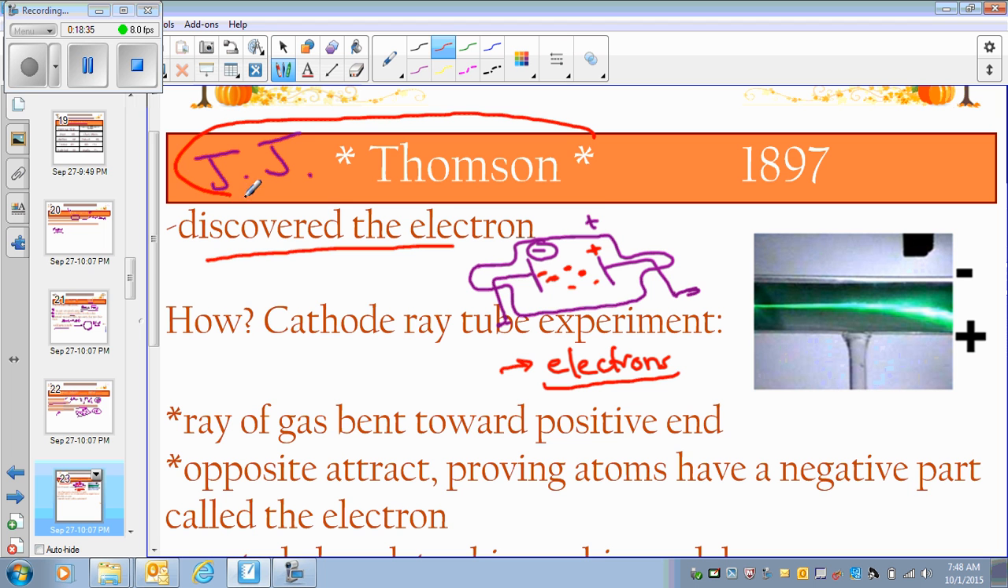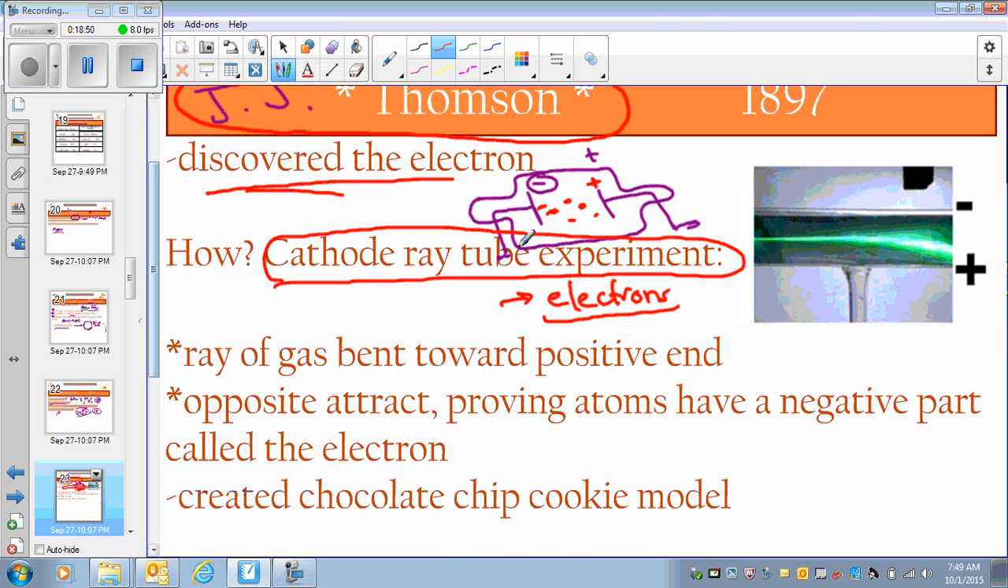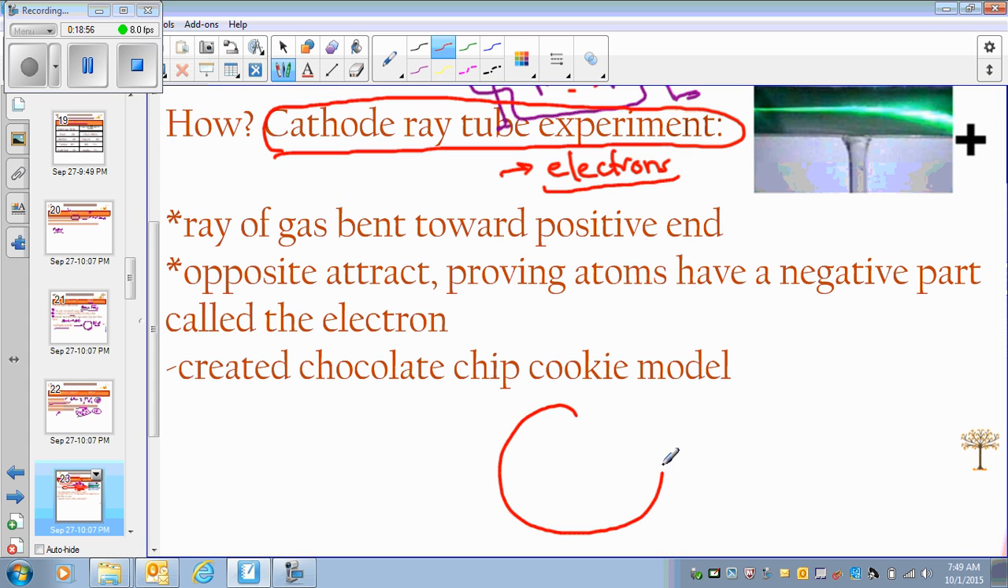So you need to know J.J. Thomson is a scientist. He did the cathode ray tube experiment. You need to know the name of the experiment. And in this experiment, he discovered electrons. So it was a glass tube filled with very light gas, and you have opposite plates, and he discovered electrons out of this.